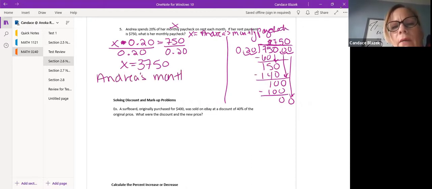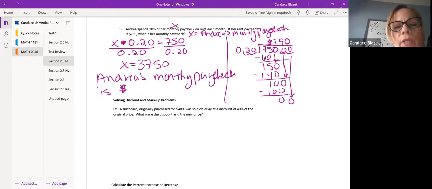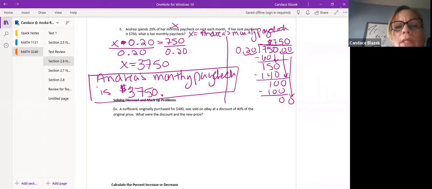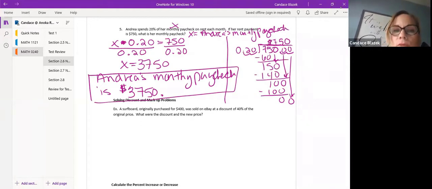So Andrea's monthly paycheck is, make sure you label it with the $ in front. It's the American system, right? It has to go in front. $3,750.